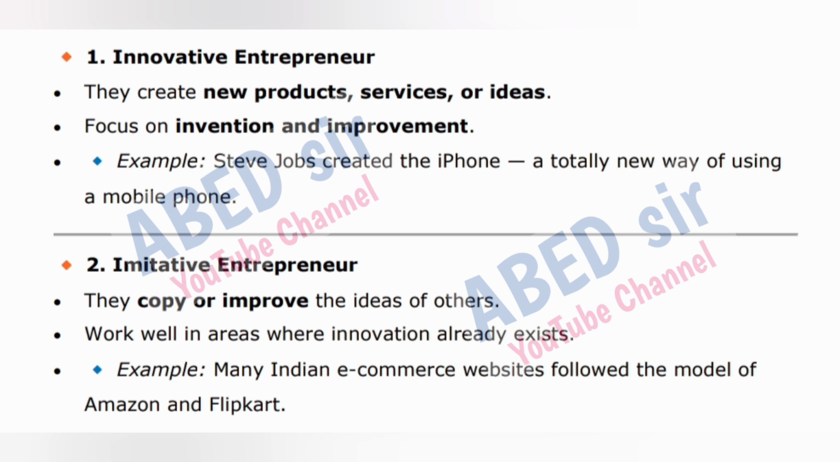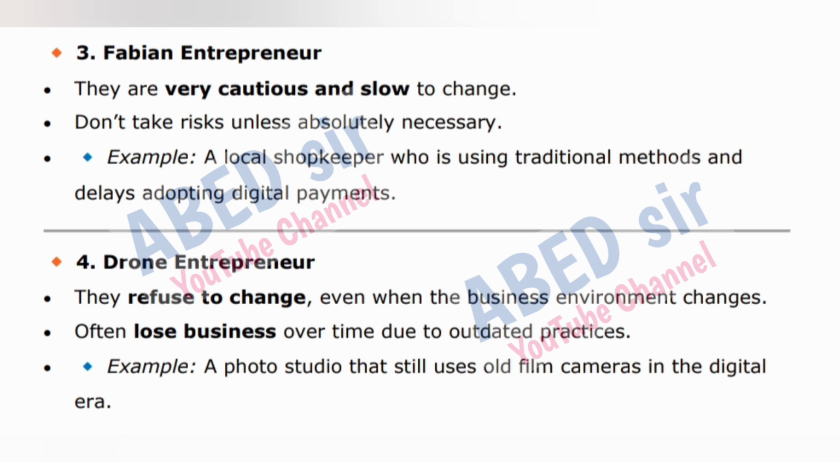Example, Steve Jobs created the iPhone, a totally new way of using a mobile phone. 2. Imitative entrepreneur. They copy or improve the ideas of others. Work well in areas where innovation already exists. Example, many Indian e-commerce websites followed the model of Amazon. 3. Fabian entrepreneur. They are very cautious and slow to change. Don't take risks unless absolutely necessary. Example, a local shopkeeper who is using traditional methods and delays adopting digital payments.